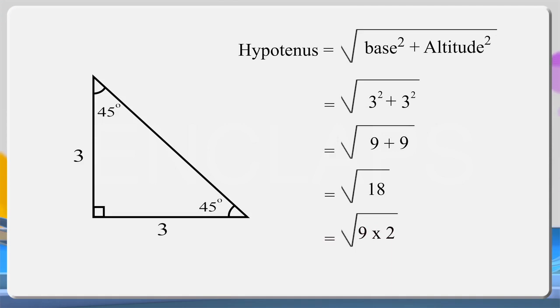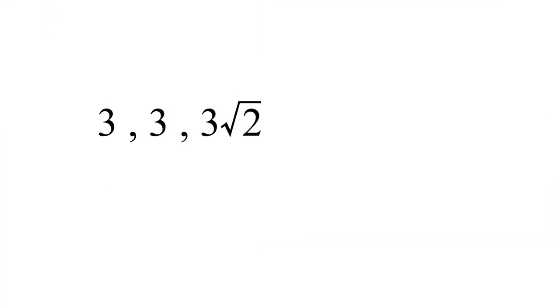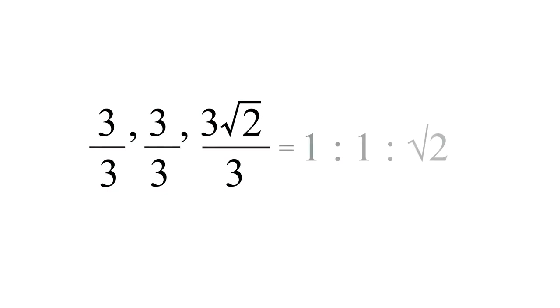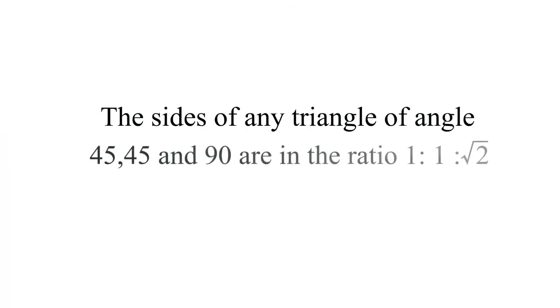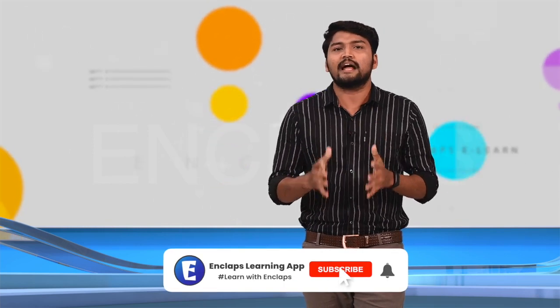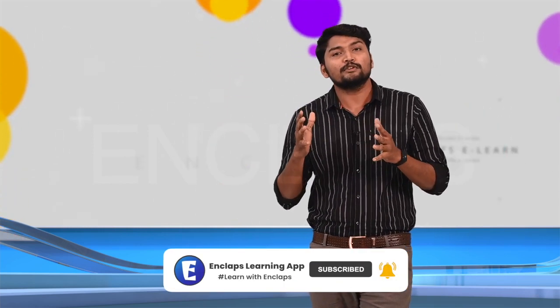From here, we take the root of 9 and we get the hypotenuse equal to 3 root 2. The sides which we got are 3, 3 and 3 root 2. By dividing these terms by 3, we get the ratio as 1 is to 1 is to root 2. It is similar to before. So generally, we can say that the sides of any triangle with angles 45, 45 and 90 are in the ratio 1 is to 1 is to root 2. To be more precise, if the sides opposite to the 45 degree angles are x, then we get the side opposite to the 90 degree angle by multiplying x by root 2. That is root 2 x.